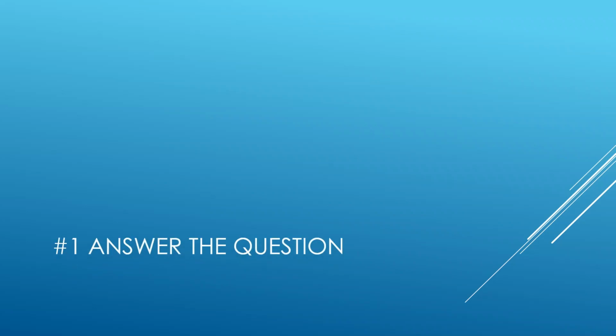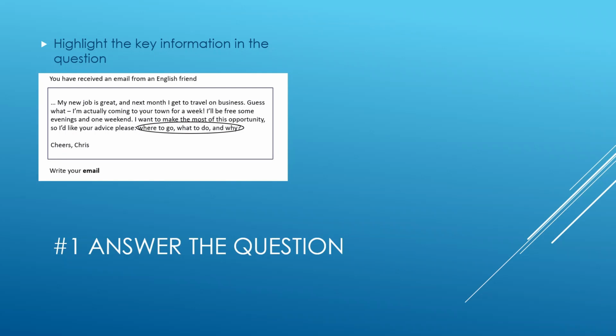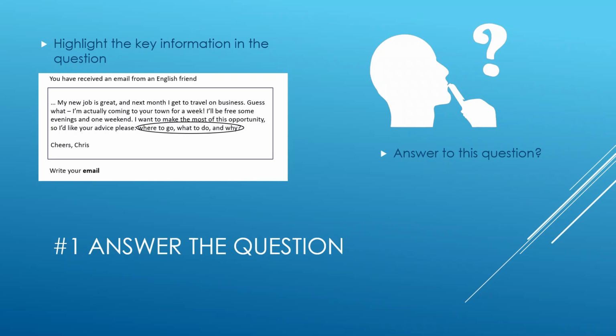Number 1 is answer the question. And this is quite obvious. Now here's an example here. This is an email, and in this question it asks you to write an answer to this email. And what you need to do in this case is to answer these questions. And there are 3 questions here: where to go, what to do, and why. And if you don't answer these questions, you may not get a very good score. So it's important when you're writing just to check and see if you are answering the question correctly.